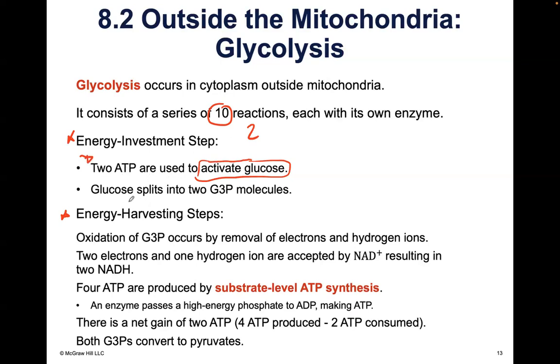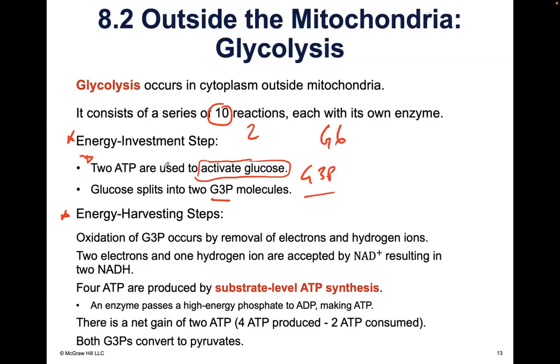Now, when they split up, they form G3P molecules. Why do we say they form G3P molecules? Because glucose is, let's say, G6. Glucose has 6 carbon atoms, isn't it?